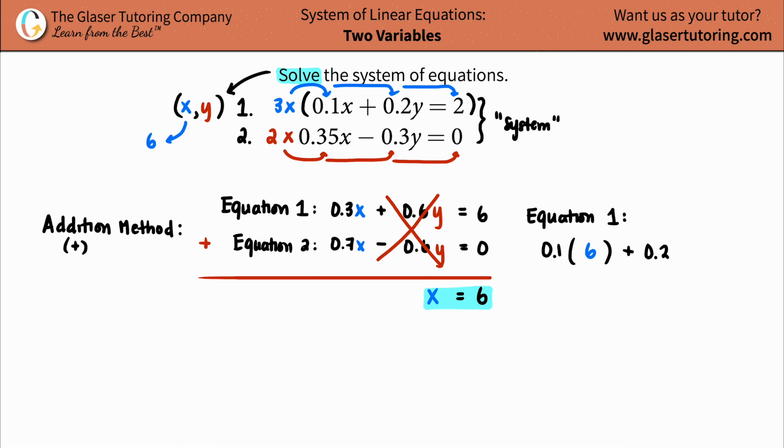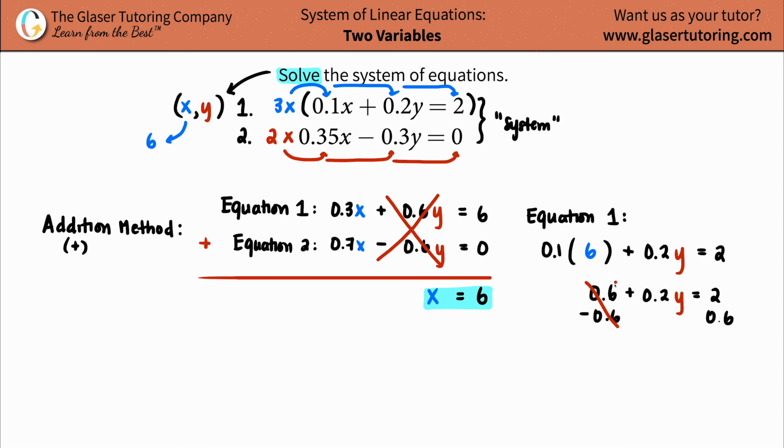0.2 times y equals 2. And now let's just do our math, right? 0.1 times 6, this would be 0.6 plus 0.2y. And then this equals 2. So we want to get y by itself. So I'm going to subtract 0.6 on both sides.